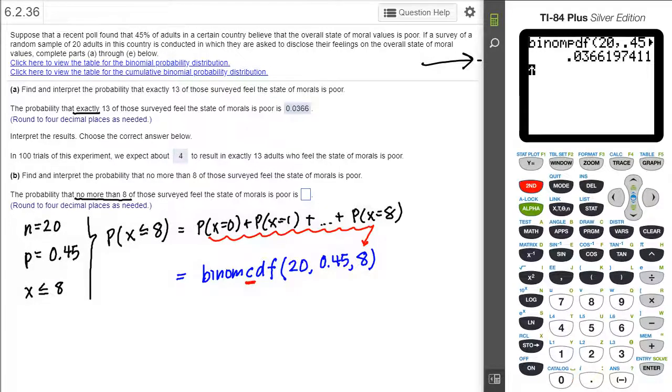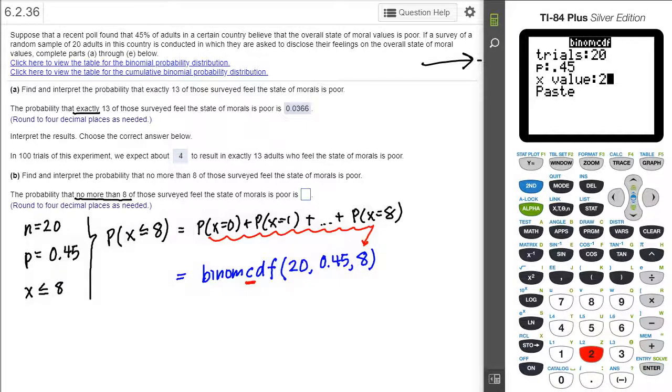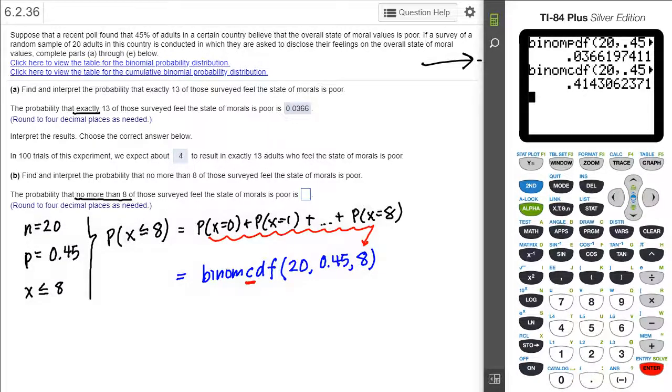Still in the distribution menu, second distribution, scroll down to binomial. Now choose CDF, cumulative distribution function, put in the trials, the probability of success, and the x value, to get the probability here to be 0.4143 from the calculator.